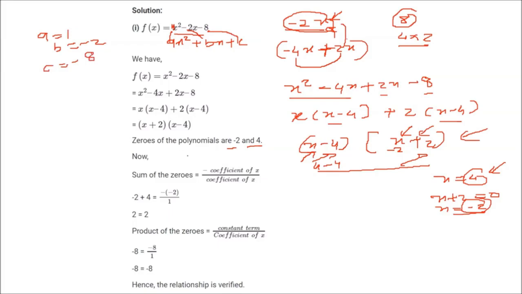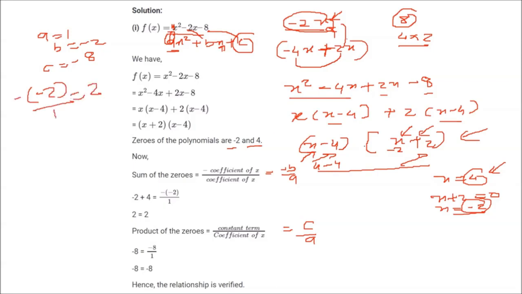So what will be the sum of the zeros? Sum of the zeros is minus b by a. That is, the coefficient of x with a negative sign, divided by the coefficient of x square. Similarly, the product of zeros is c by a. That is the constant term divided by the coefficient of x square. So minus b by a: b is minus 2, so minus of minus 2 by 1 gives you 2.